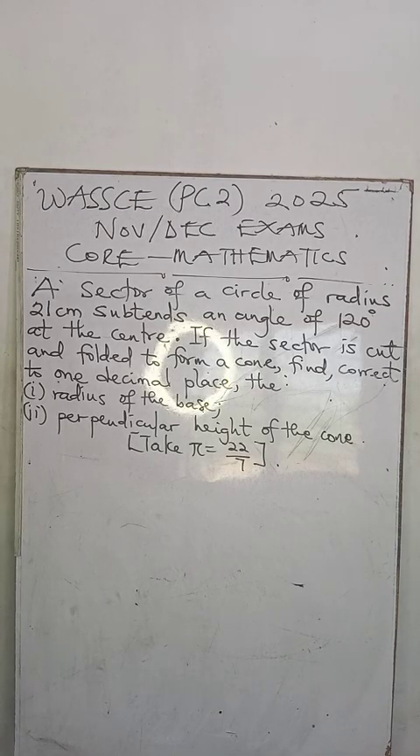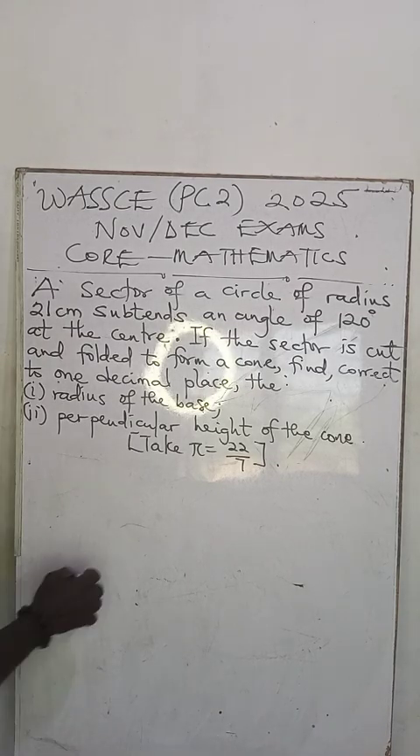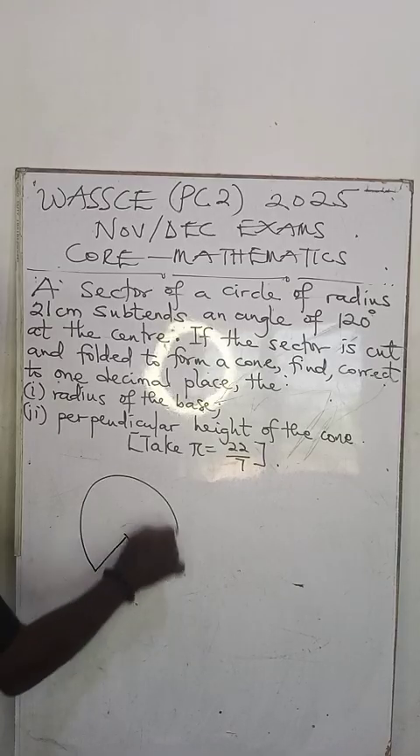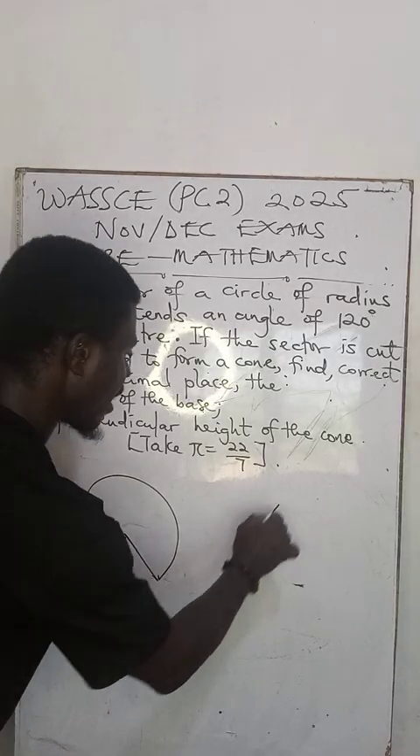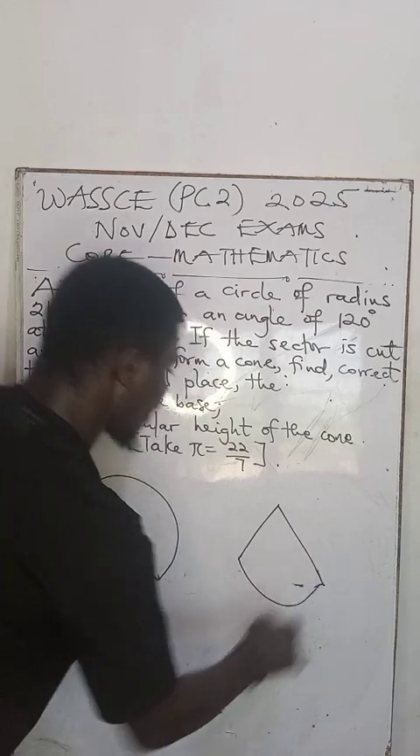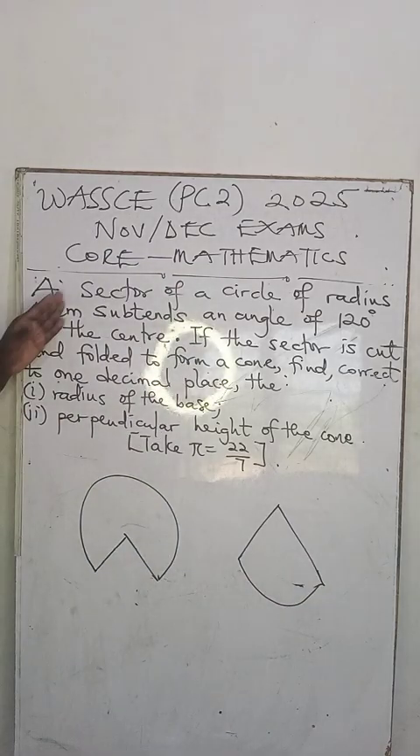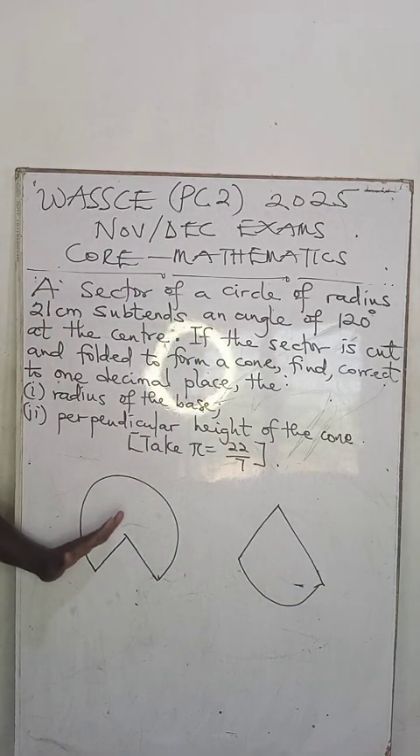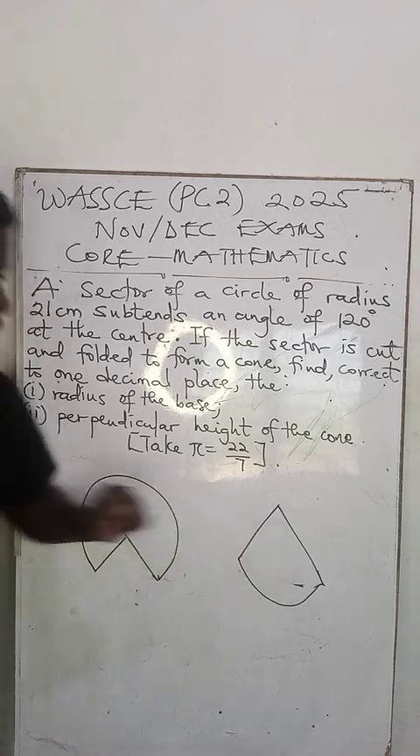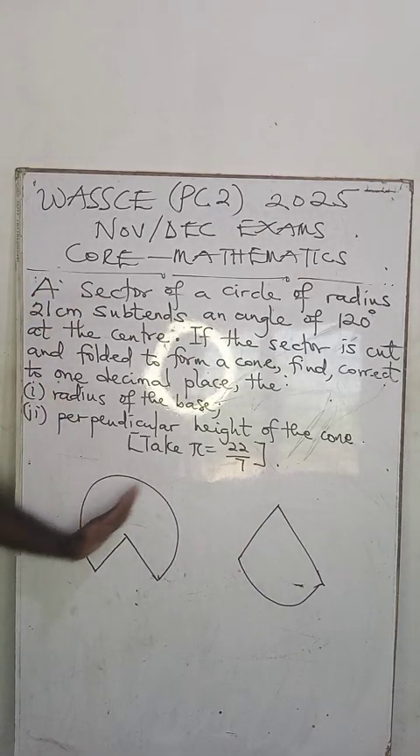Now, don't forget we have two kinds of sectors. We have the major sector, and this is the diagram for the major sector. Then we have the minor sector. But this question didn't state whether we are dealing with a major sector or a minor sector. So if you don't see this stated, you take the question as a minor sector. Take note of that, and then you work with it.